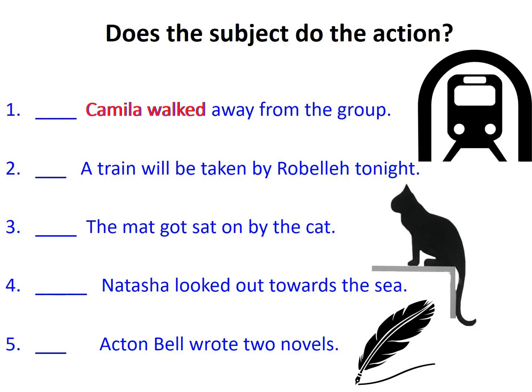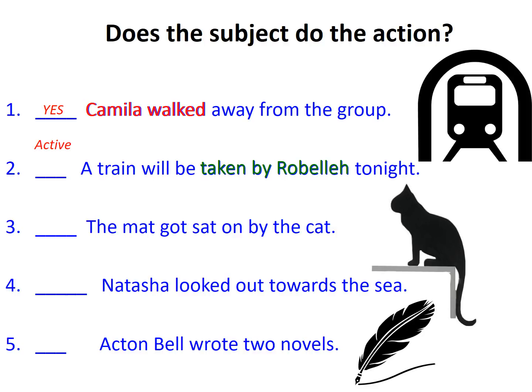A train will be taken by Robelais tonight. The subject of the sentence is the train. But the train is not completing the action of the sentence. It is in fact the object of the sentence, Robelais, who is taking the train. So no, the subject does not do the action. And so the second sentence is written in the passive voice.